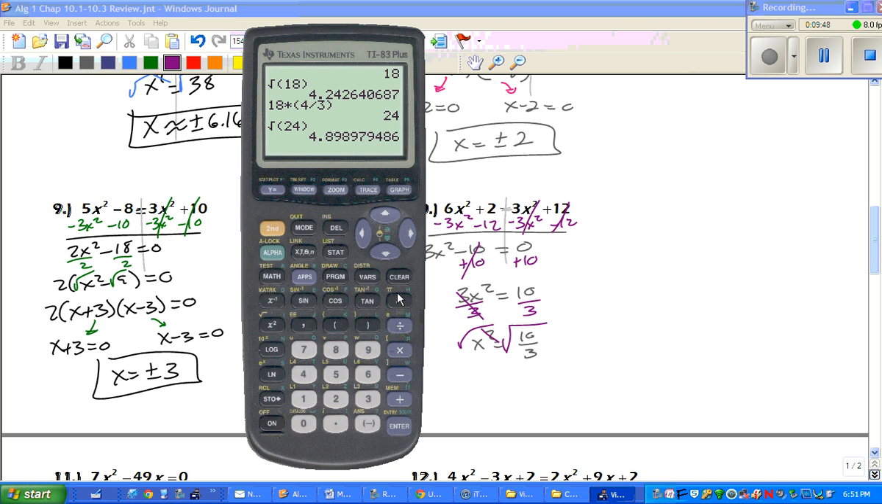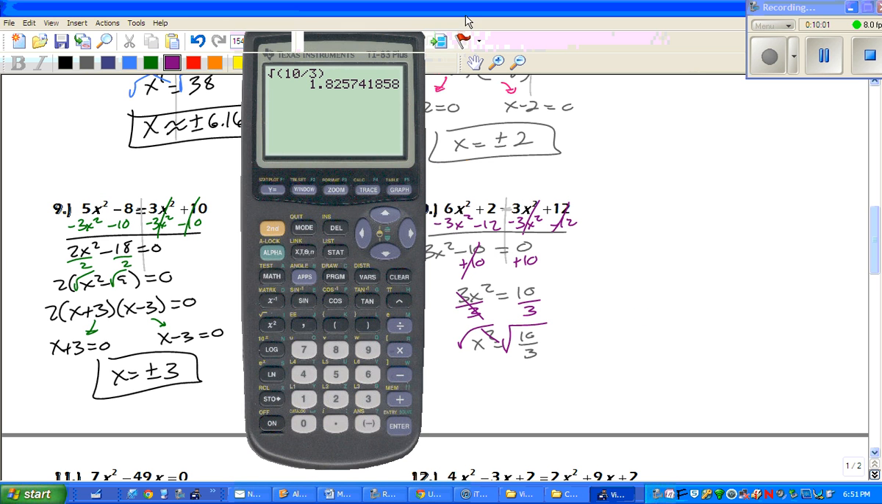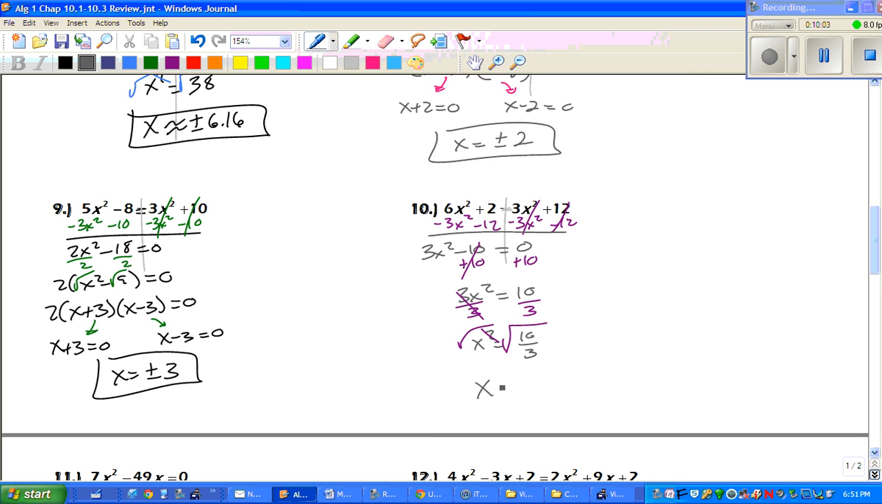Now, watch how we type this into our calculator. So, I want the square root of 10 divided by 3. Okay? And then we get our answer, 1.825, and we round that. So x is equivalent to plus or minus 1.83.